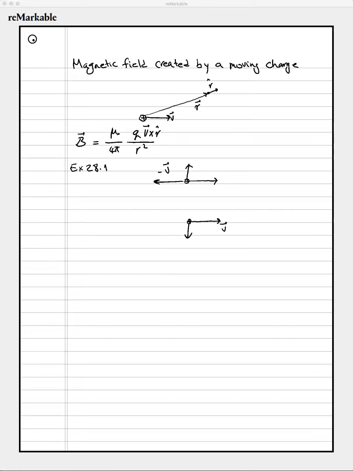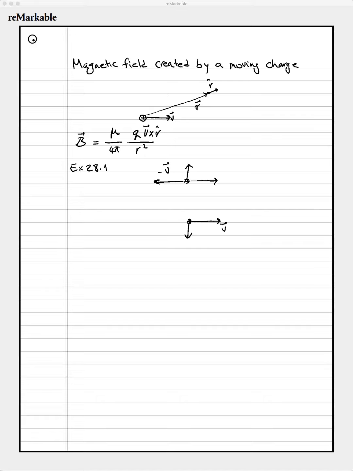It is created by a moving charge, but the direction of the magnetic field is perpendicular to the direction of motion of the charge and to the direction of a vector connecting the charge to the field point.